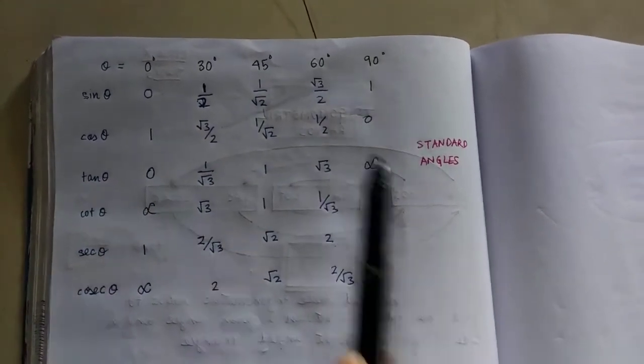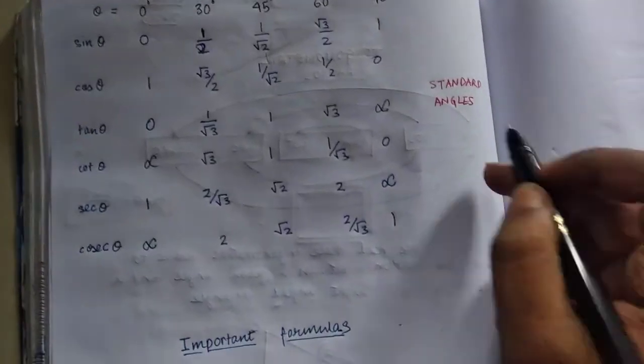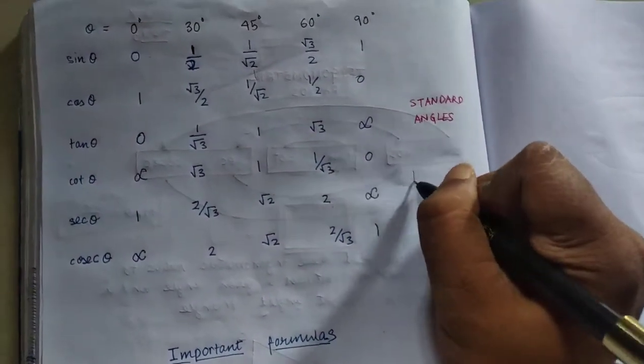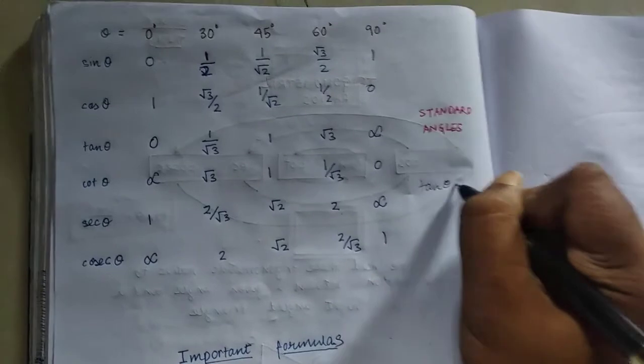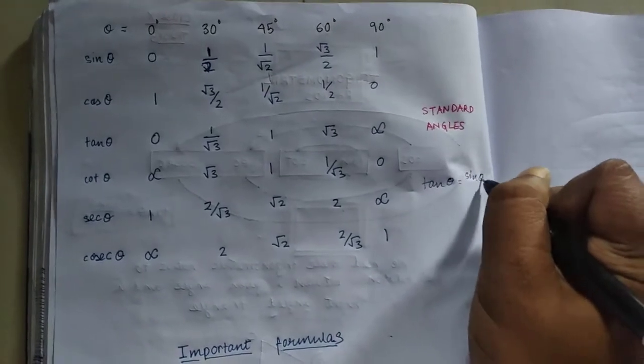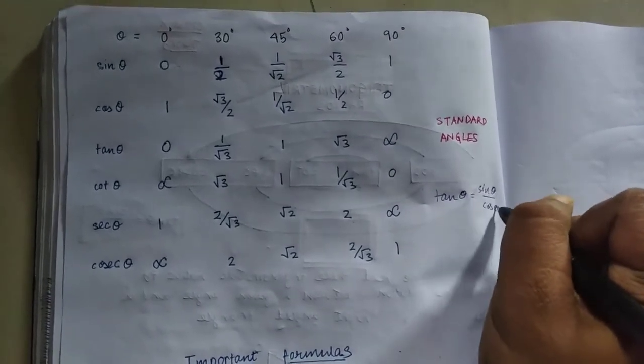And you can find the tan by using the formula I have shown you earlier, which is tan theta is equal to sine theta by cos theta. This formula you can see here.